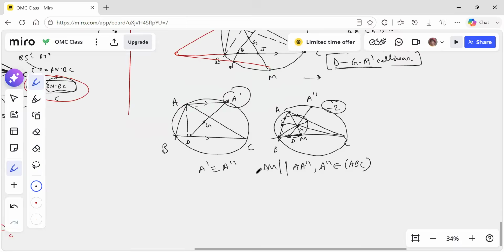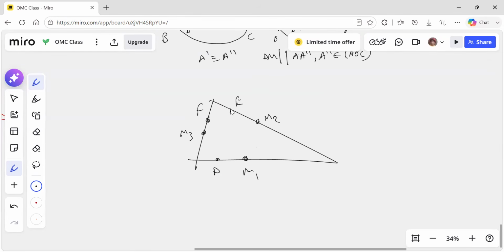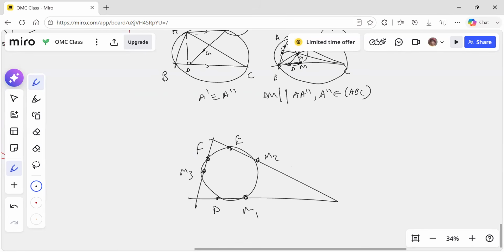It is basically a circle passing through the midpoints and the feet of perpendiculars. So the midpoints, let's say M1, M2, M3, and the feet of perpendiculars D, E, F. All these points will lie on a circle. So this is basically the 9-point circle.